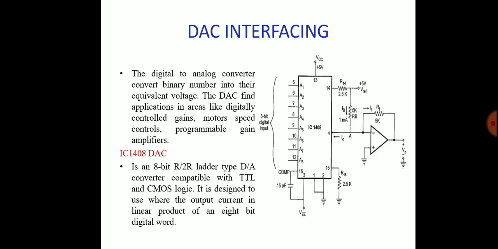Now, in DAC interfacing using the IC 1408 DAC, the 1408 is an 8-bit R by 2R ladder type DAC converter compatible with TTL and CMOS technology. It is designed for use where the output current is a linear product of an 8-bit digital word. Now we see the general block diagram of the IC 1408 DAC interfacing.